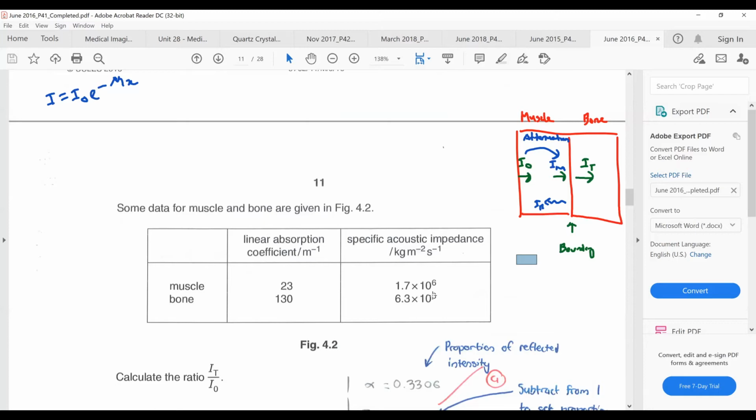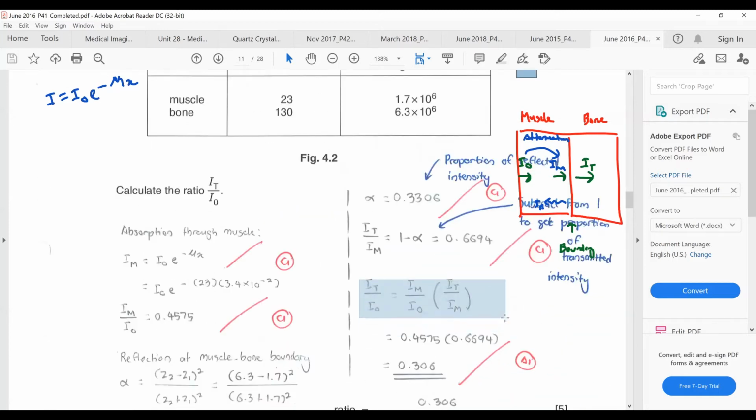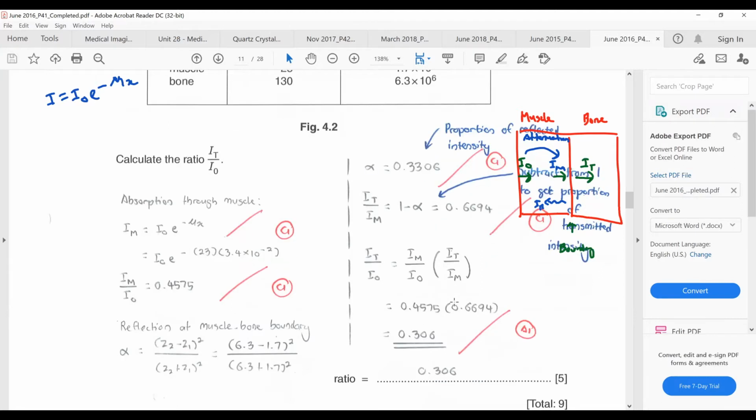But you know that IT over I naught can be rewritten as this, isn't it? IT over I naught is actually IM over I naught multiplied by IT over IM. Now, you see, if I do this one here like this, the IM will cancel off, giving me IT over I naught. It's like you applying chain rule here in maths. You find two different fractions to get the other fraction you want. So now you know that IT over I naught can be given by this.